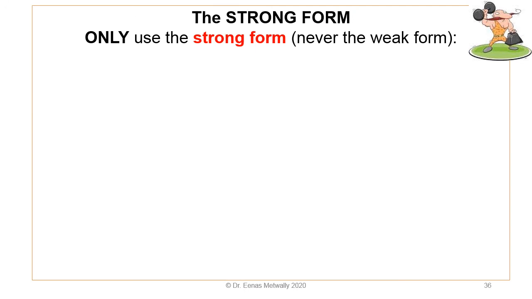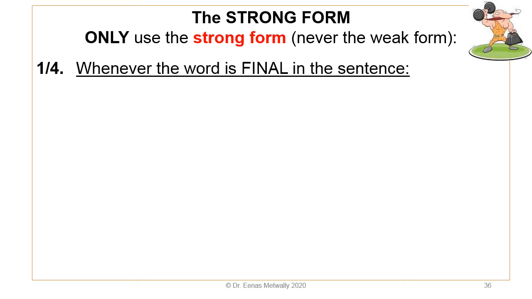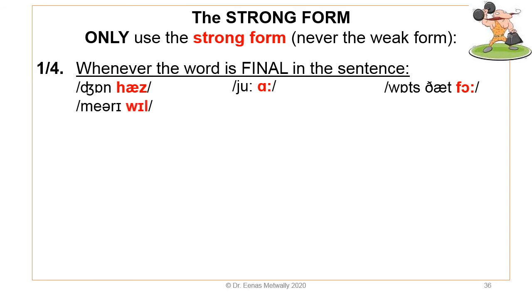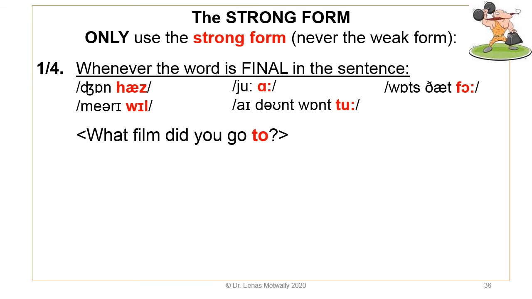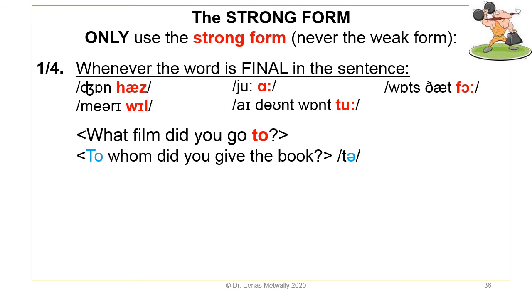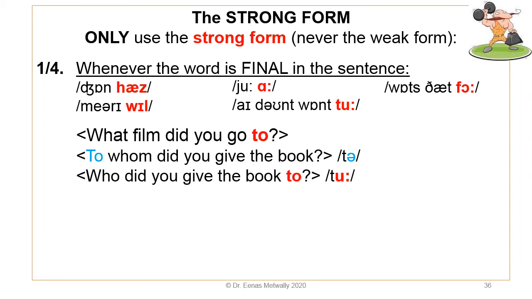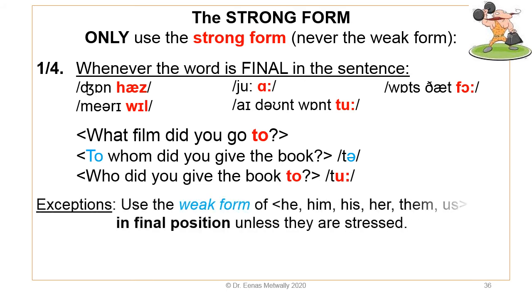There are 4 cases where you can only use the strong form, not the weak form. Number 1, when the word is final in the sentence. John has. You are. What's that for? Mary will. I don't want to. So we say, what film did you go to? Strong form. But to whom did you give the book? Weak form. Who did you give the book to? Again, a strong form because the word is final in the sentence.